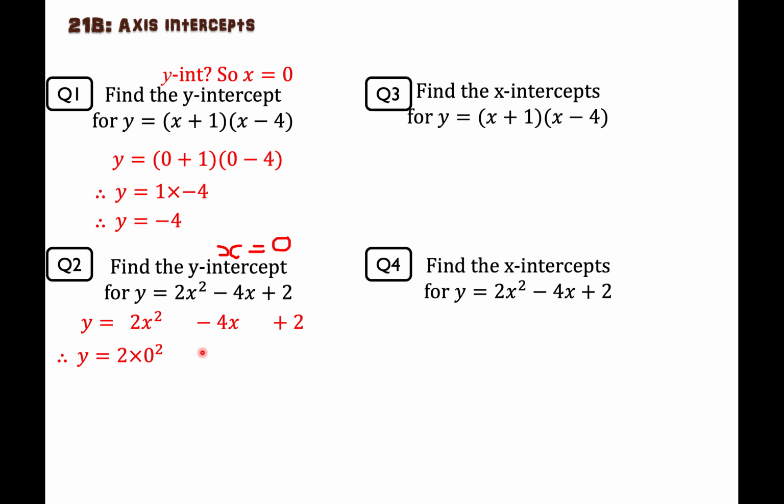The minus I can copy down. This means 4 times x. So 4 times 0. And the plus 2 I can copy down. There it is. Okay. So now, therefore, copy down the y, copy down the equals. 2 times 0 squared. Well, 0 squared is 0 times 0, which is 0. And that times anything is going to be 0.